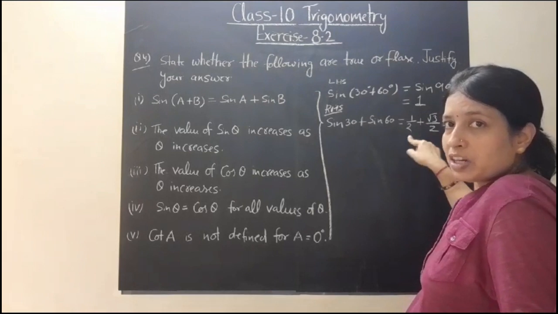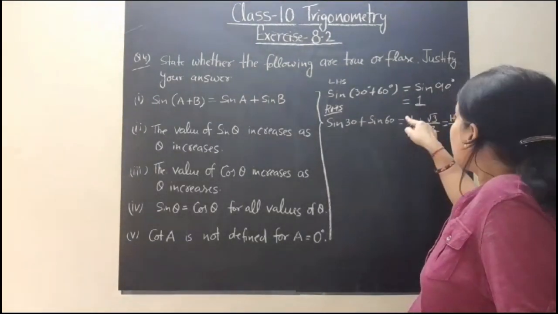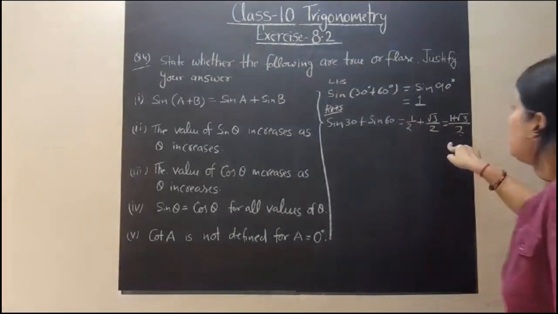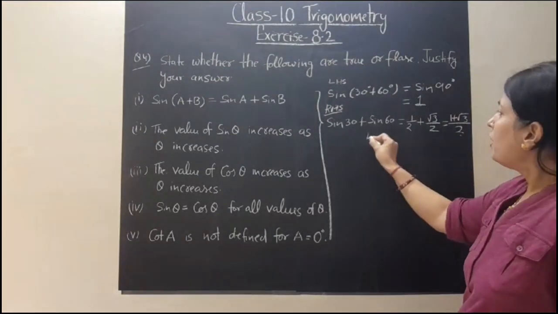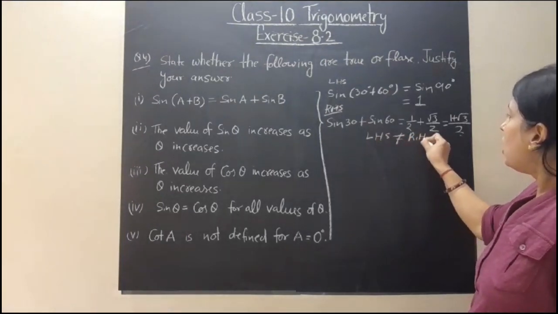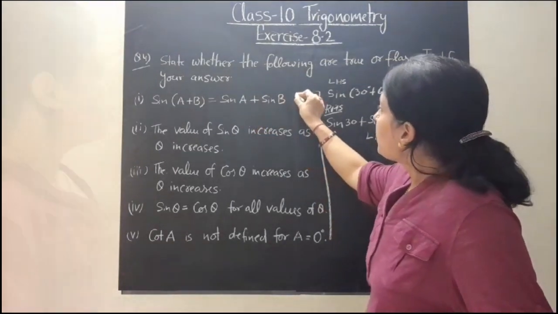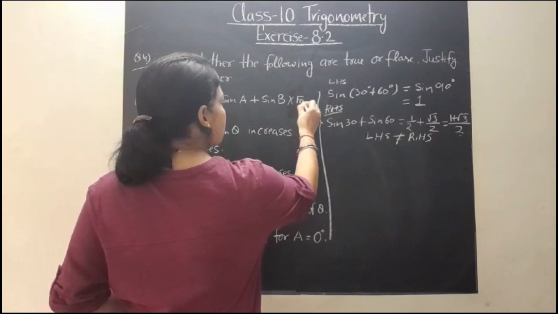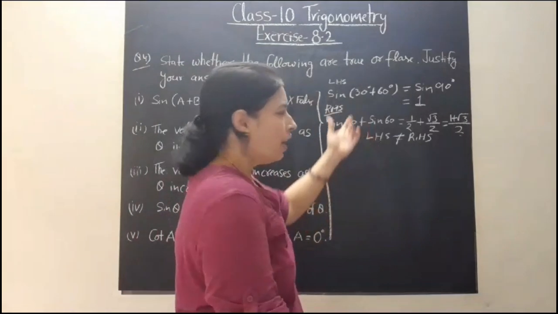This is like fraction. Denominators are same, 2 and here also 2. So you can add numerators, 1 plus root 3 divided by 2. So here it is 1 and here it is 1 plus root 3 divided by 2. Both are same? No. So LHS is not equal to RHS. So this one is false. So you can write here, false.